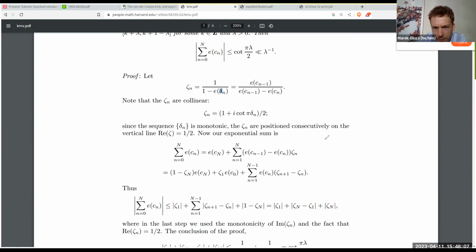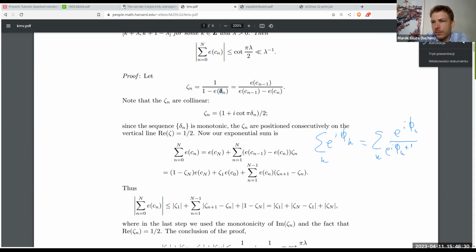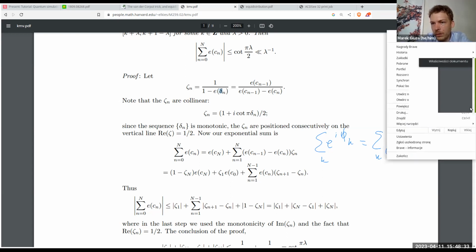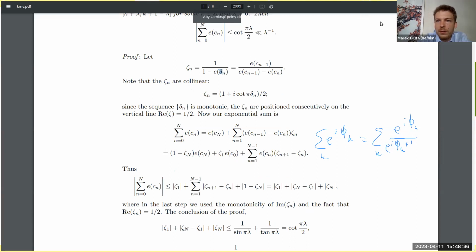But if I'm summing e to the i phi_k over k, then I can write this as the sum over k of e to the i phi_k divided by (e to the i phi_{k+1} minus e to the i phi_k), and then times (e to the i phi_{k+1} minus e to the i phi_k), just removing this e to the i phi_{k+1}.